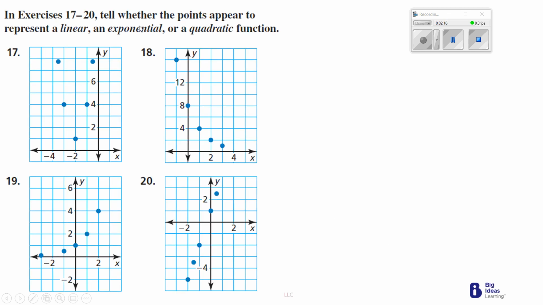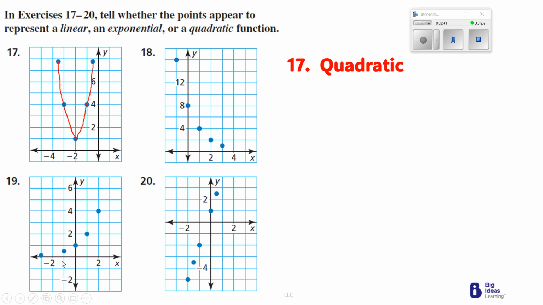Number 17 says to tell whether the points appear to represent linear, exponential, or quadratic. So if I go ahead and connect these points here, it's the easiest way for me to tell. I can see that it's going to come down to a point, a vertex, and go back in the other direction. Definitely a quadratic.